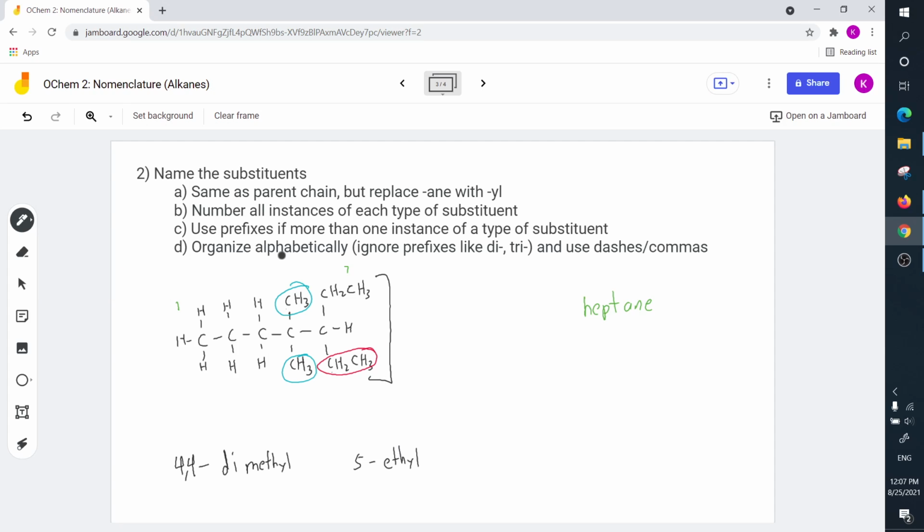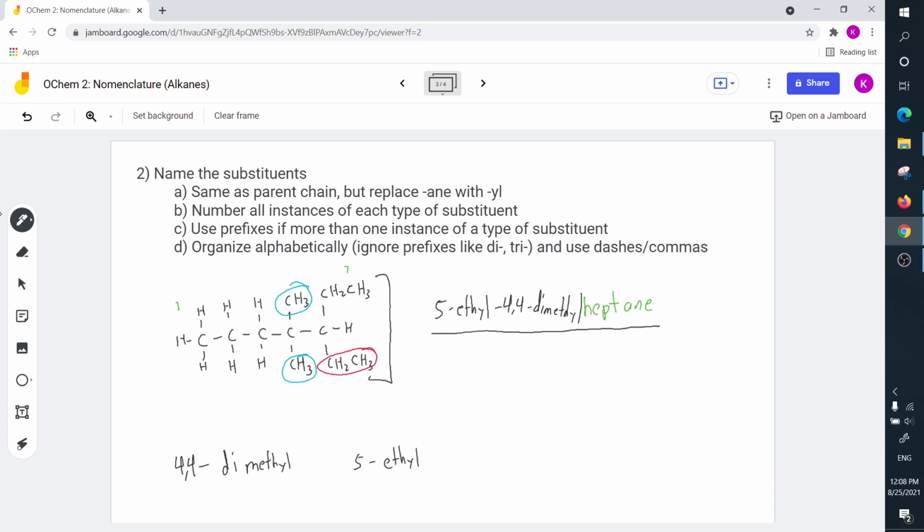Now we organize alphabetically, right? Ignore prefixes like di and tri, so we just start off with M and we start off with E. E is before M, so the way we would organize this in the actual name would be 5-ethyl-4,4-dimethylheptane. Notice there's no dash between dimethyl and heptane. So this would be the name we would get if we start from left or right.